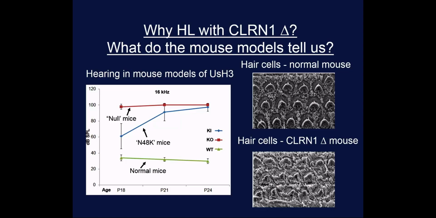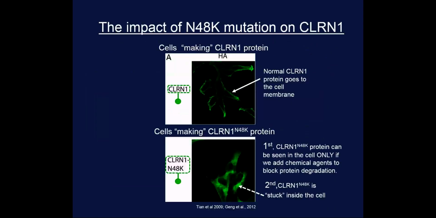The N48K mice do show some degree of hearing at earlier stages. This is indicated in the blue line in the middle of the plot. However, they quickly lose all of the hearing. The bottom line of this slide is loss of Clrn1 or mutation of Clrn1 affects hair cells, which in turn results in loss of hearing.